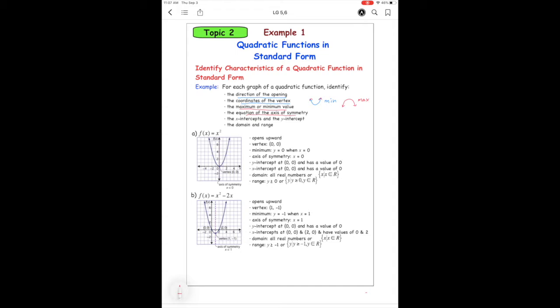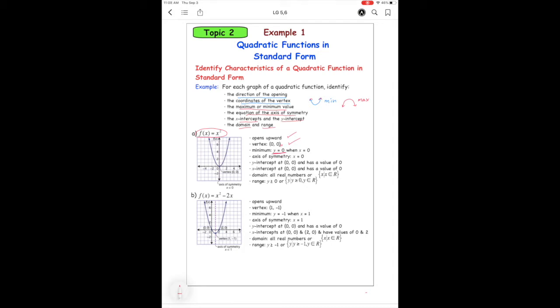The axis of symmetry, we know that, we've done that. The x and y intercepts, we can find those. And the domain and range we've done. So here's the first example, which we call a basic parabola. And we know it opens up. We know the vertex. We know the minimum value. Okay, it's asking us for the minimum value.